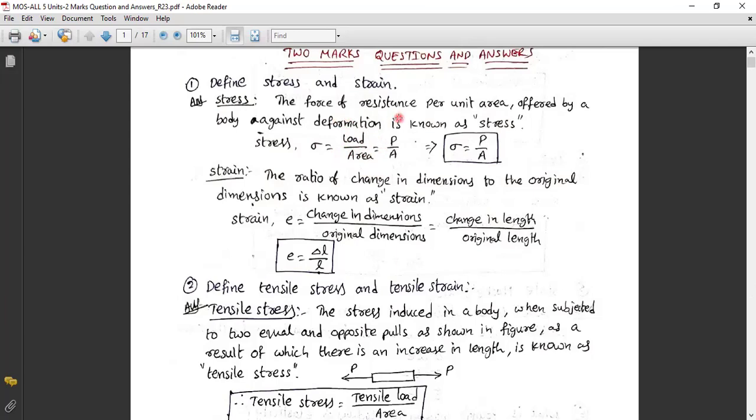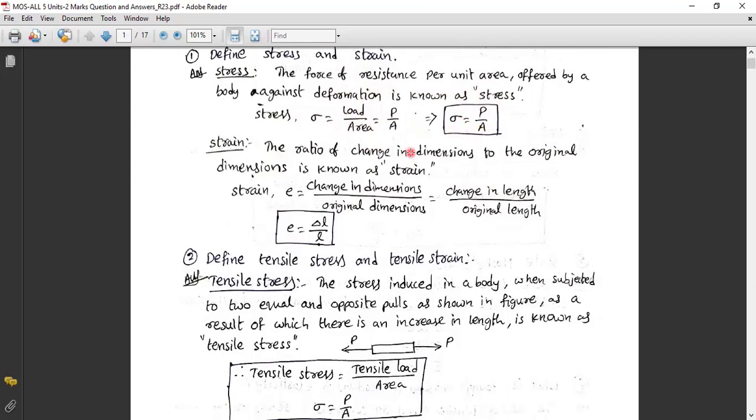The body is offering a resistance per unit area, and that is called stress. It does not allow the area to deform or change its shape. It depends on the load acting upon that area. If more load is acting on that area, then it will get deformed; otherwise, it will not get deformed. This is the simple definition of stress.